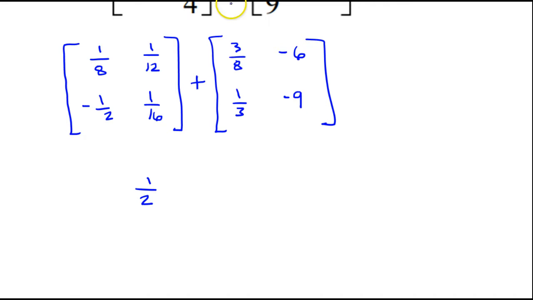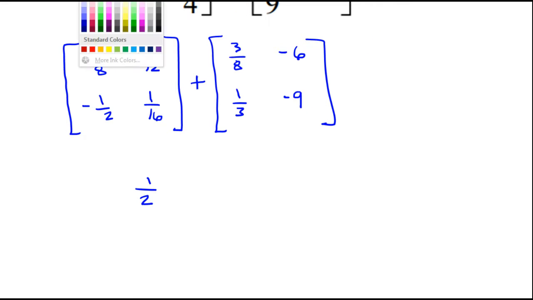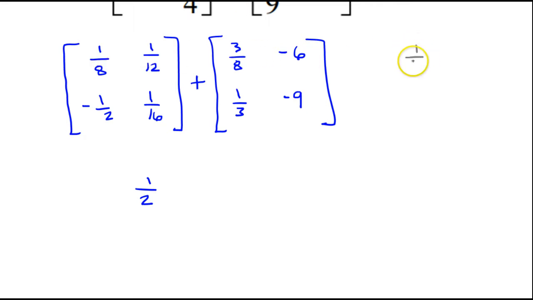1/12 plus negative 6. You know what? I feel like I should do these calculations off to the side. So right now I'm doing 1/12 plus negative 6. But in order to do this, I would need like denominators. So this would be 1/12 plus negative 72/12. So that's going to be negative 71/12.